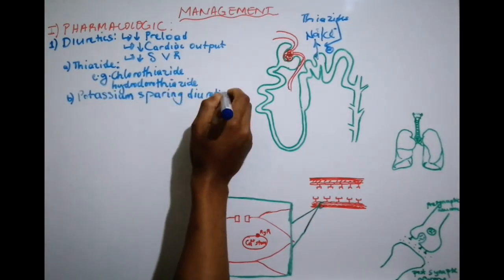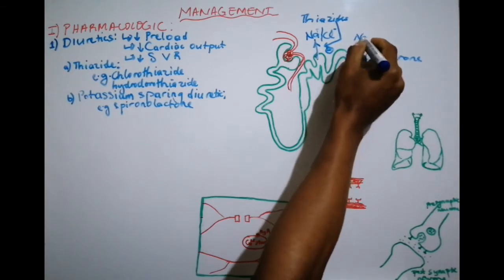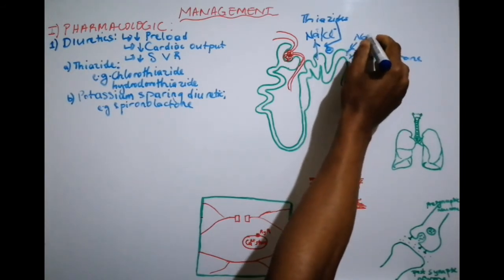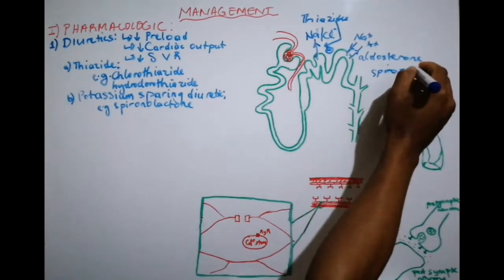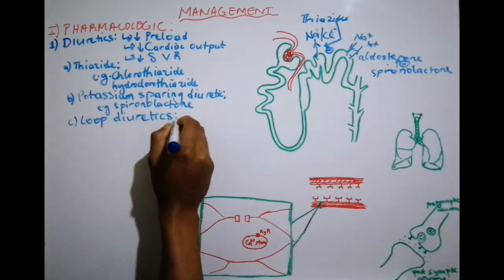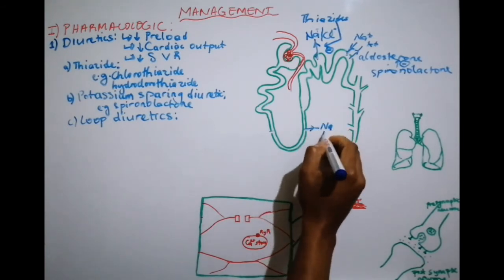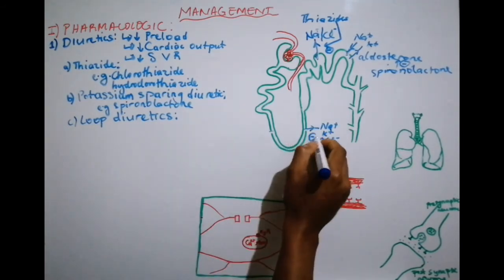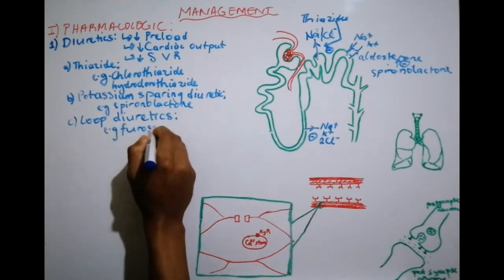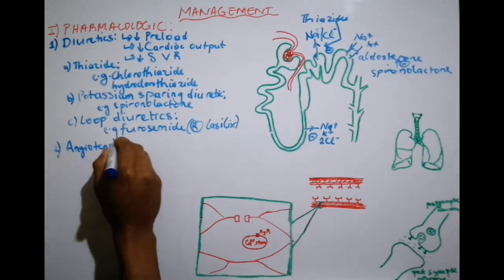Potassium-sparing diuretics such as spironolactone act on the collecting duct and distal convoluted tubule to competitively inhibit or antagonize the function or action of aldosterone. Another class of diuretics are loop diuretics, which act on the thick ascending limb of the loop of Henle to block sodium, potassium, and chloride co-transport. Examples are furosemide and bumetanide.